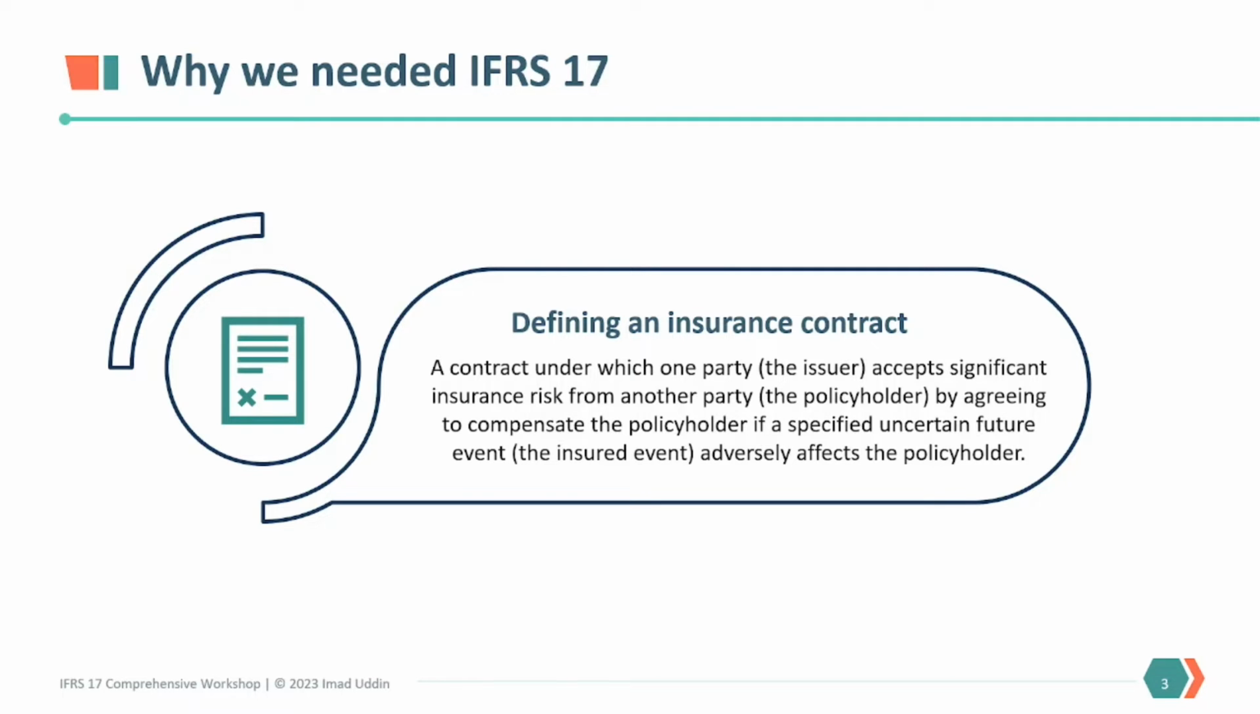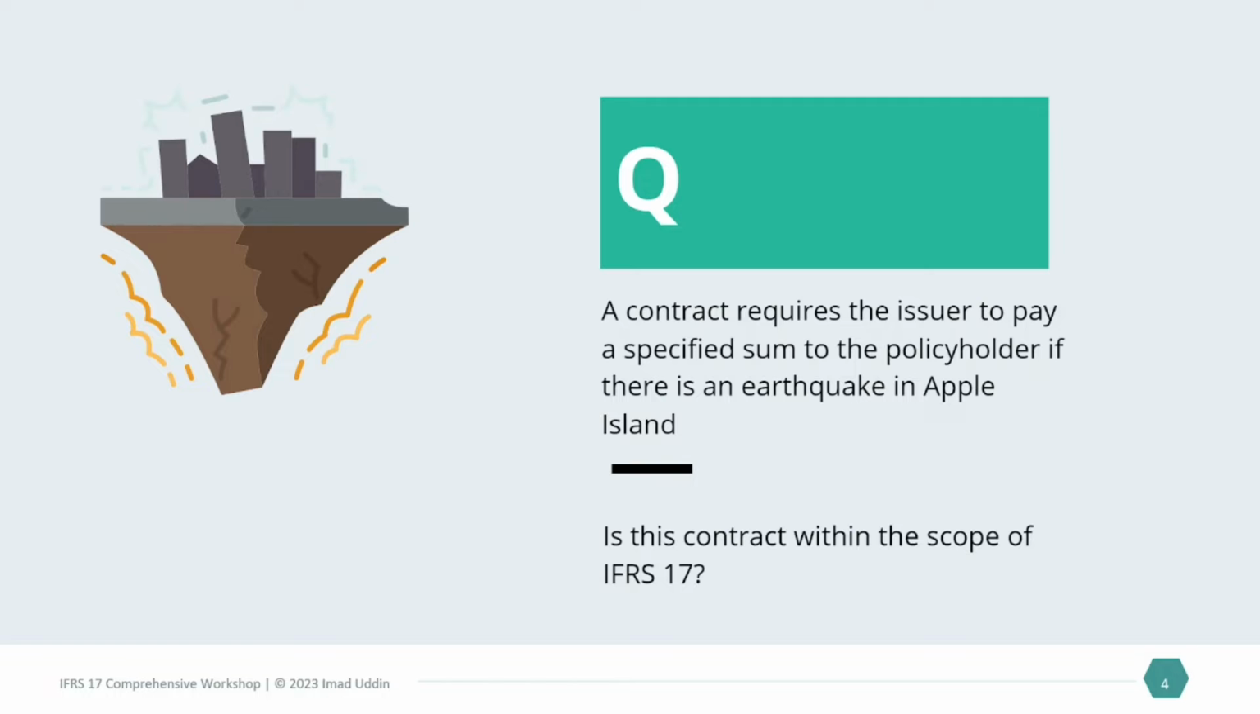For example, when we hedge our financial risks, for example, interest rate risk, we are still transferring risks, right? But that is not an insurance contract. That is a derivative under IFRS 9. So how do we make this distinction? To make this distinction, we need to first understand what insurance risk is. Let's try to dive a little deeper into what this really means.